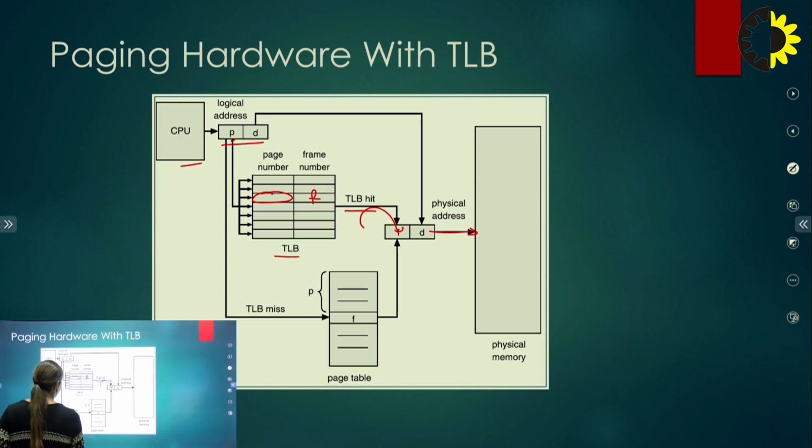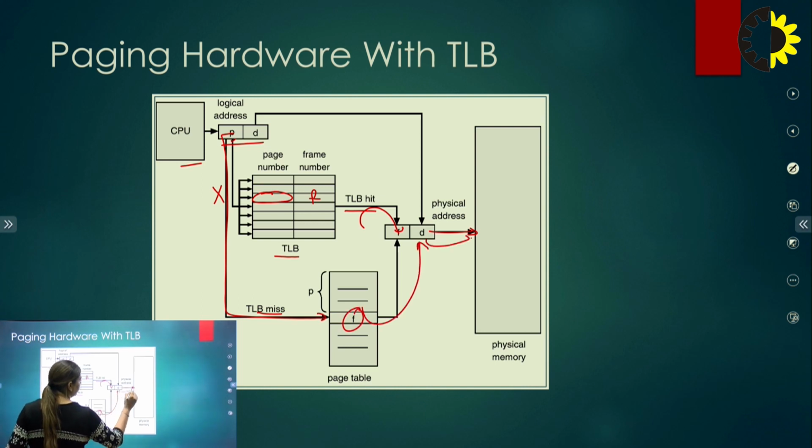Now TLB miss. When we don't get the page in the TLB, what to do? Then again we will do the same thing which we were doing earlier. We will search in the page table, pick out the frame number, combine it with D, and then we will get the physical address.